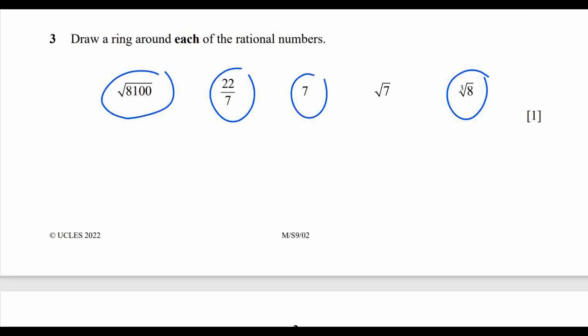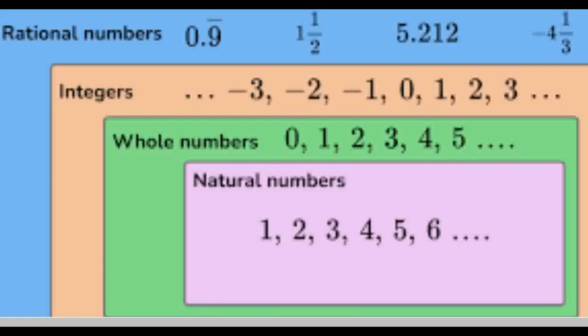So what is a rational number? First, let's take a look at what rational numbers are. A rational number can be a repeating decimal, like 0.9 with a line, meaning 0.99999 with a very long string of 9s. This is 1 over 2. This is a mixed fraction. This is a terminating decimal, and this is another, a negative mixed fraction. So it consists of all integers, whole numbers, and natural numbers. So that is a rational number.